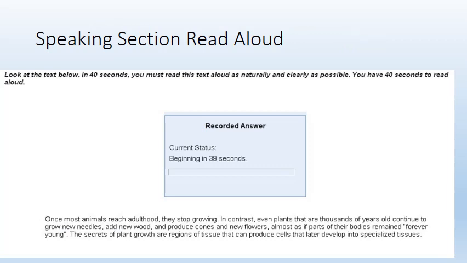So first section is your speaking. In this section, first question type is read aloud. So this is the question you will have in your real PTE exam. This is the format. There will be a recorded answer box which shows you your time, where your recording is beginning in, like they're showing 39 seconds. So you will have probably 40 seconds to prepare this question. In 40 seconds you just read it in your mind so that you will be comfortable while you're speaking.